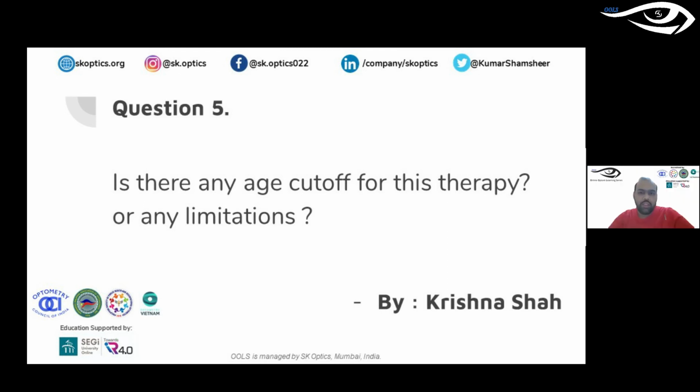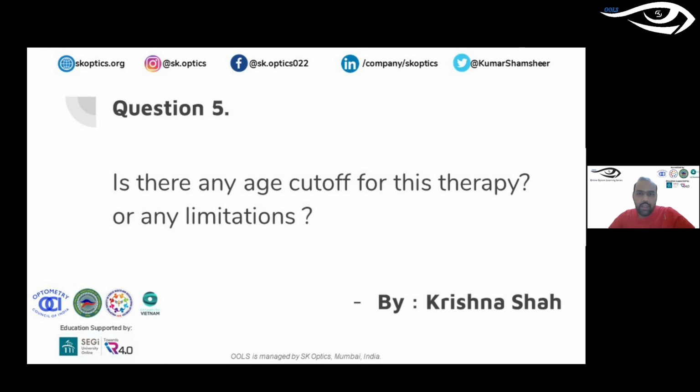So the prerequisite for starting this therapy is that they should have a desktop, computer or laptop with them, and they should be able to use it. That's the only thing. And of course, you did mention you have treated a 38-year-old patient, so age is not a limitation to this. There's no age cutoff for Binocs. Okay, and let's take one last question.